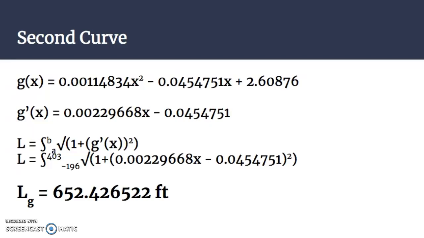0.0011484 x squared minus 0.0454751 x plus 2.60876. I then found the derivative of this equation, which you can see as g prime of x, and plugged it into the arc length formula as well. For this calculation, my limits of integration were negative 196 and 403. After using a calculator, I found that this length was 652.426522 feet.